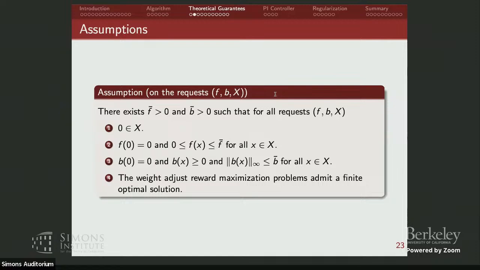Here we're going to assume there is an upper bound on F, and an upper bound on the consumption as well. Also we're going to assume there is a void action. The void action is zero. Zero is always in the constraint set, like F(0) equals 0, B(0) equals 0. And B and F are non-negative, upper bounded by F bar and B bar. Furthermore, we don't need to assume a specific reward function to compute the optimal solution, but we do need to assume there exists an optimal solution.